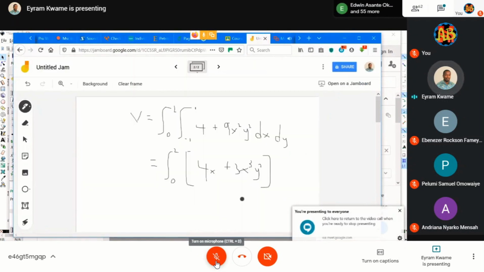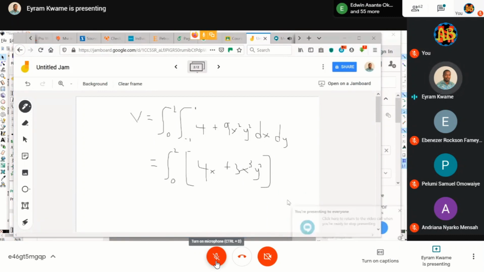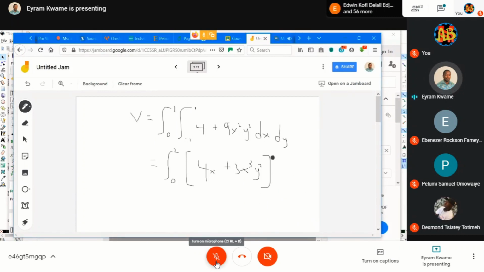So in this case, yes, I have jumped a step because I just wrote this. I said I've integrated this. And so if you don't know how I got the 3x cubed, please ask now.